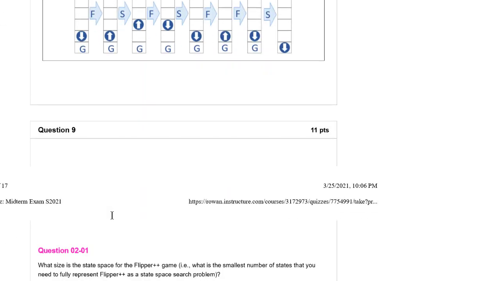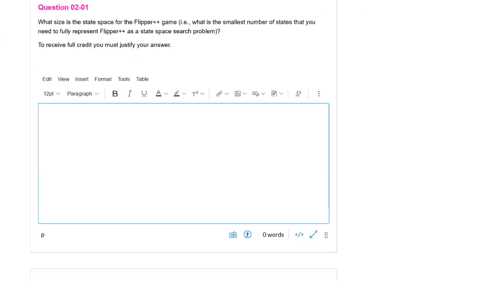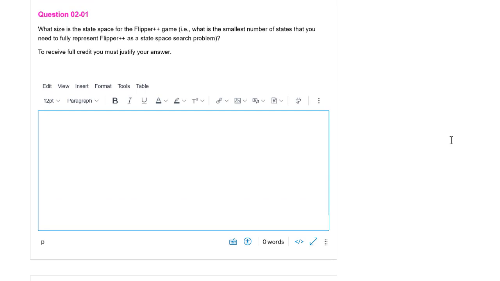So this is very much like the, here's the question. What size is the state space for the flipper game, right? What is the smallest number of states that you need to represent that? What have we got? We have the 7 states, right? Is that 7 or is that 6 again? That's 6. So there's my 7 states.